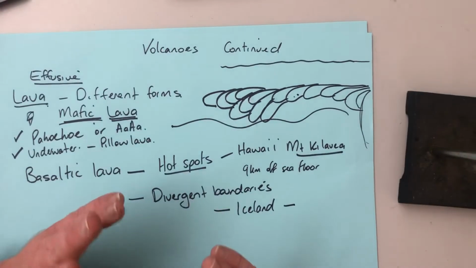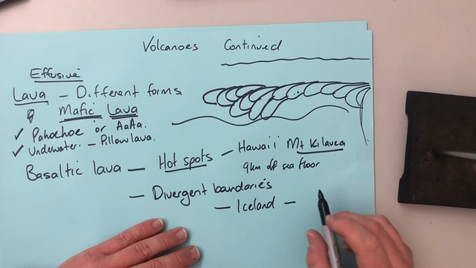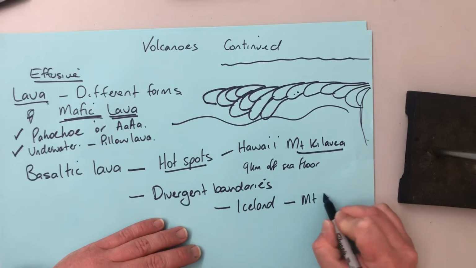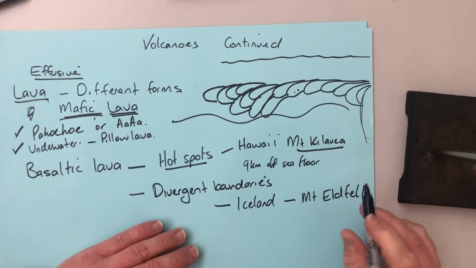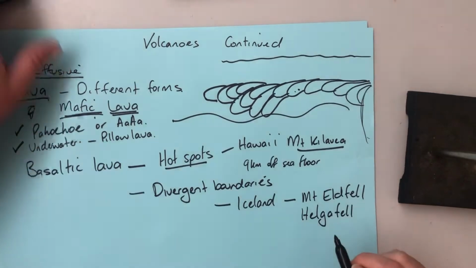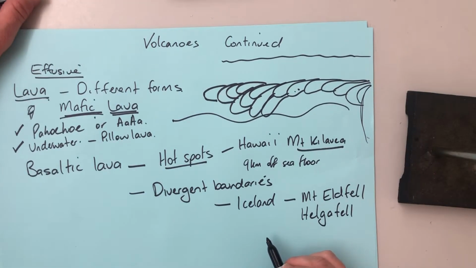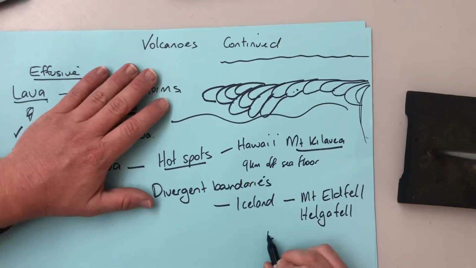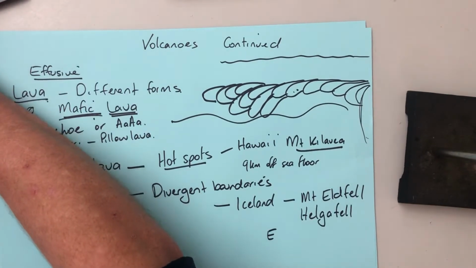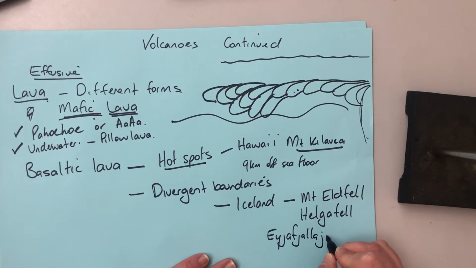Can anyone name me a volcano in Iceland? There's one. What was that, Holly? Eldfell. Yep. Mount Eldfell. There's another one called Helgafell. And then there's everyone's favourite. Oh my God, got to spell it now. I can't remember how to spell it. Okay. I have to Google it. Hang on. It is Eyjafjallajökull.